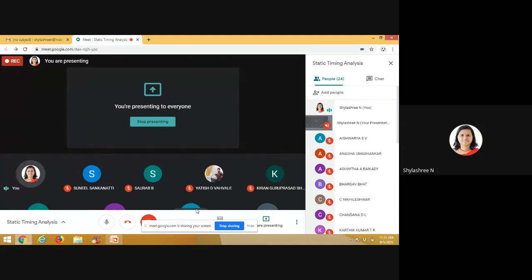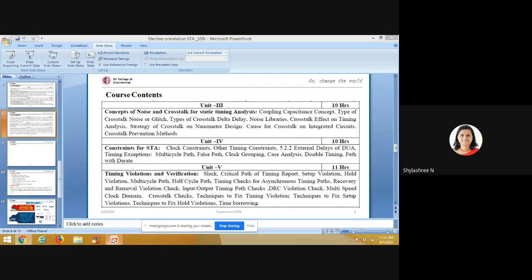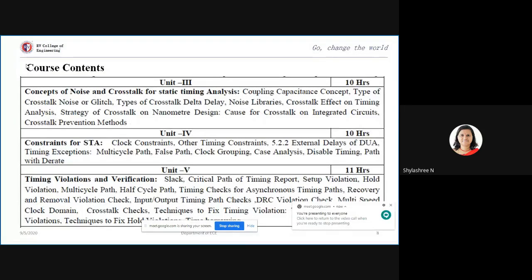See, actually, it is due to the parasitic coupling capacitances. Where are they available? They are available between the layers running parallel in an integrated circuit. The concept of coupling capacitances between the layers and crosstalk will be discussed in this chapter. Are you getting it? Hello guys, are you getting it? Yes, ma'am.